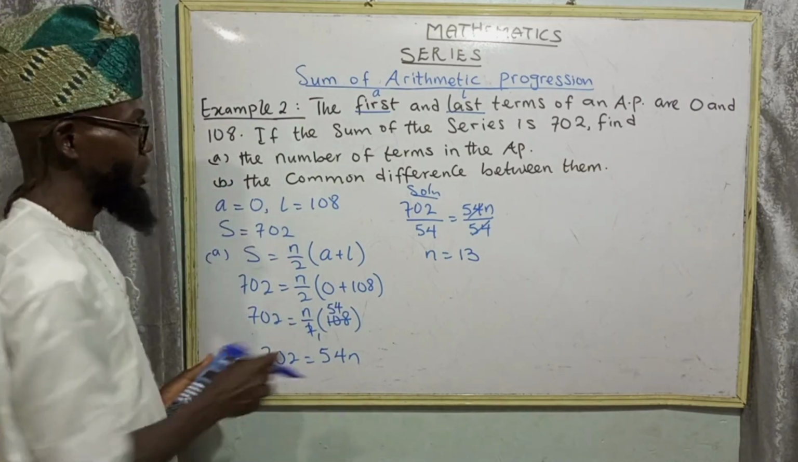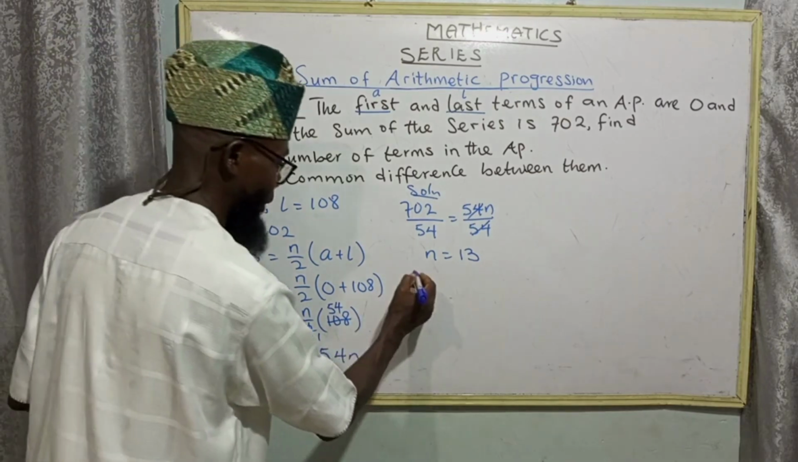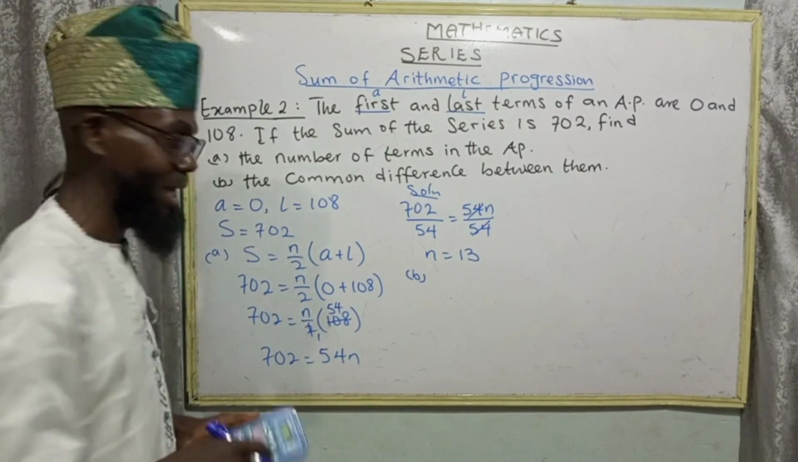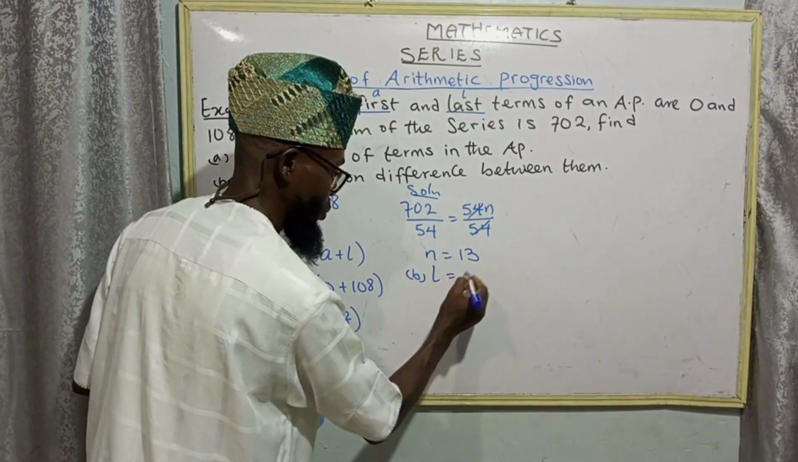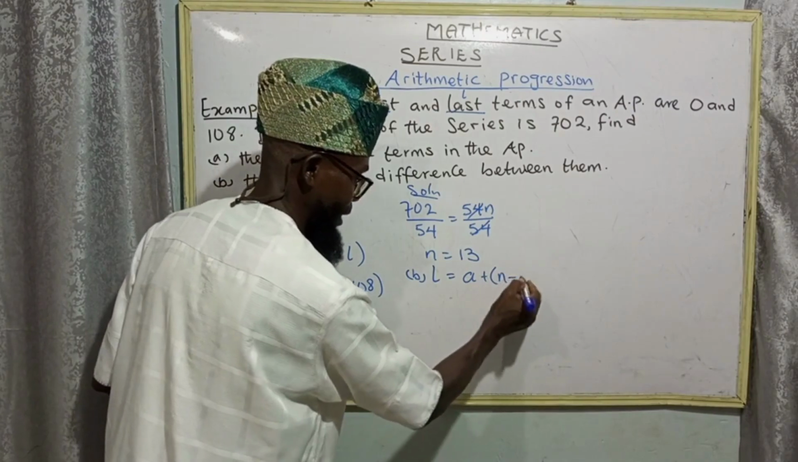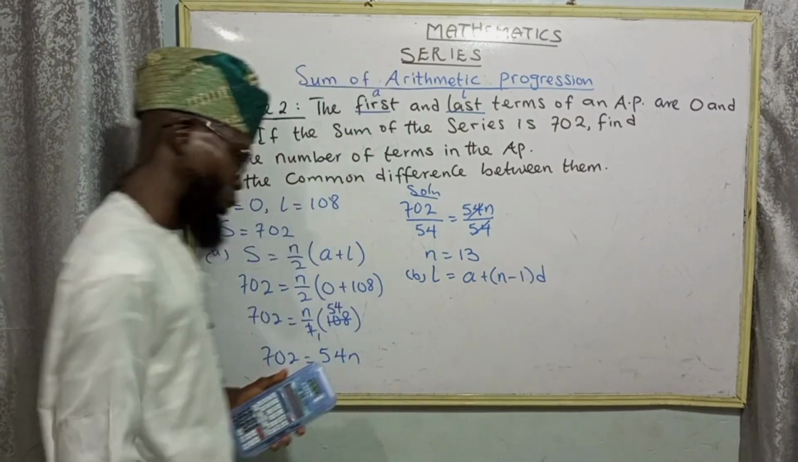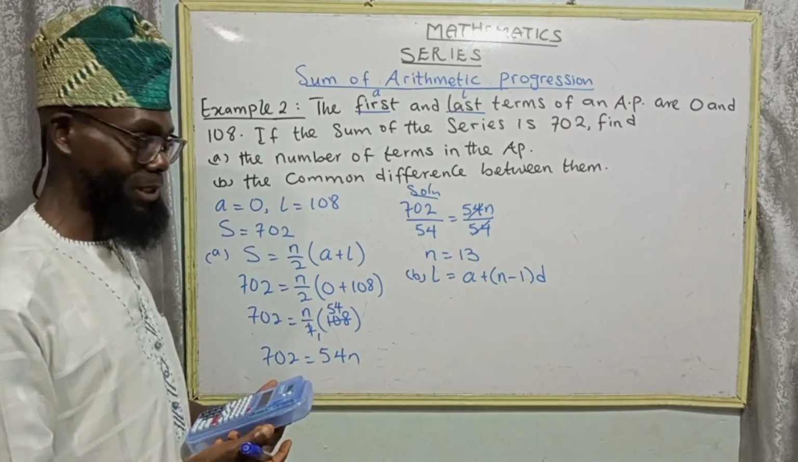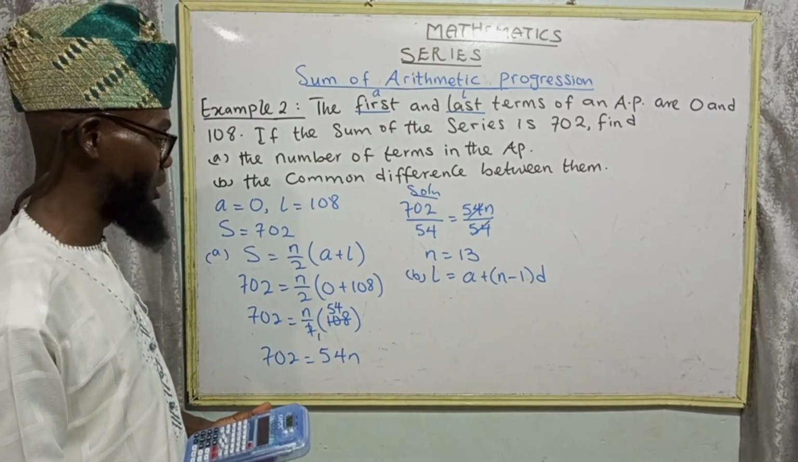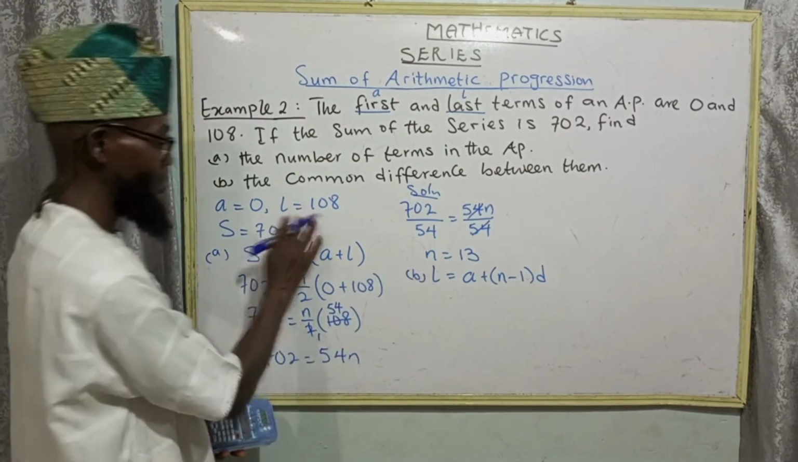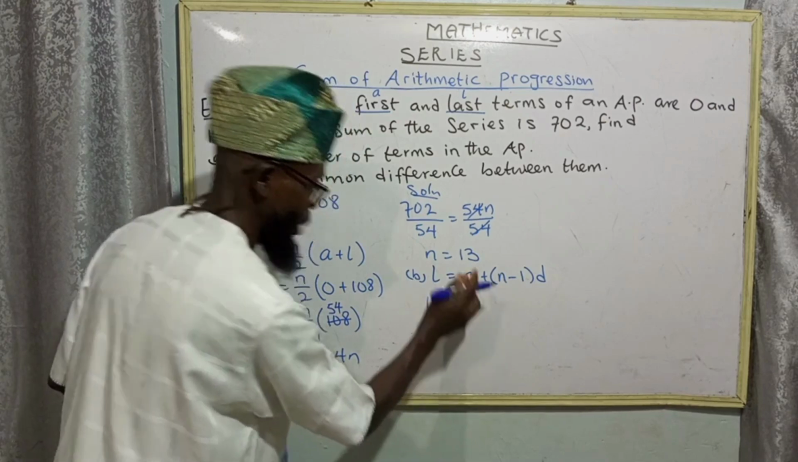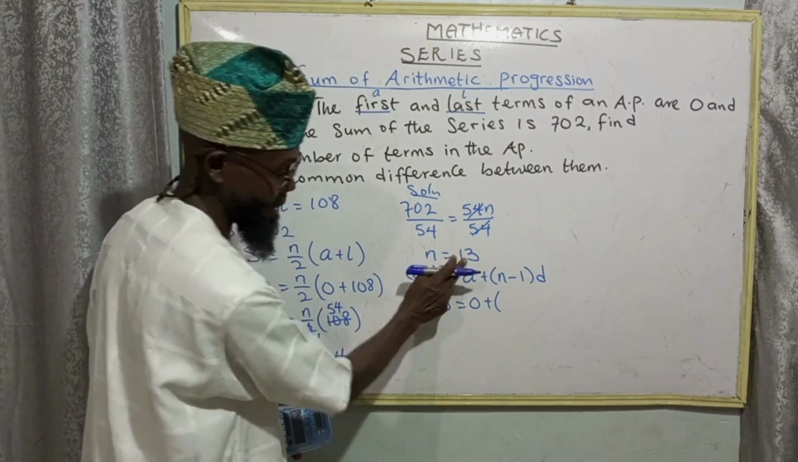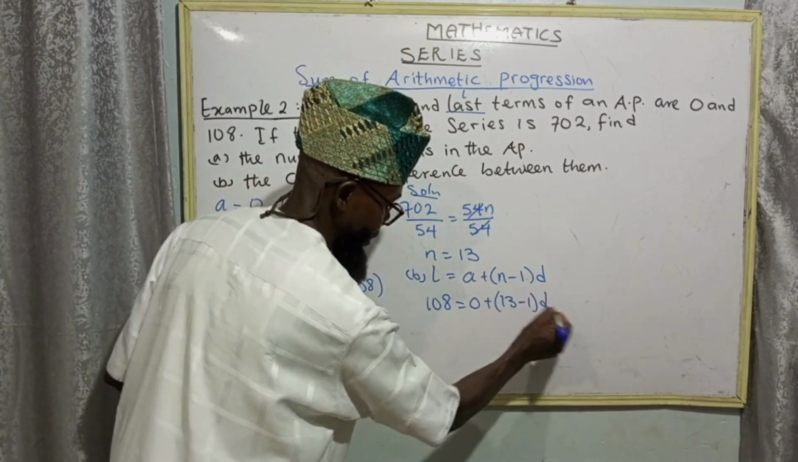Now question B, the common difference. To find the common difference, you can use two formulae. Either you use our normal formula that says last term equals A plus open bracket n minus 1 close bracket d, or you use the second formula for sum. Either one, you are going to arrive at the same answer. Let us use this one first to get our common difference. Our last term here is 108 equals our first term A, that is 0, plus number of terms that we got, that is 13 minus 1 bracket d.